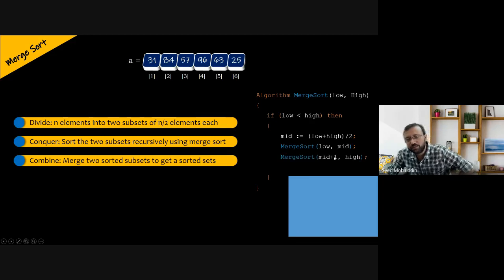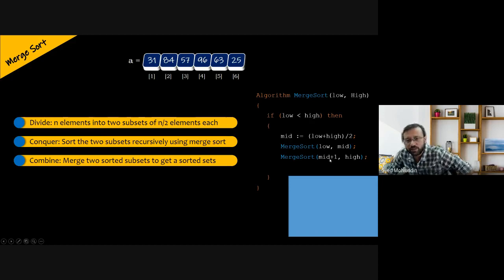And then we successively perform merge sort on the right subarray. Instead of passing low, we pass mid plus 1 to high. High is the last index.